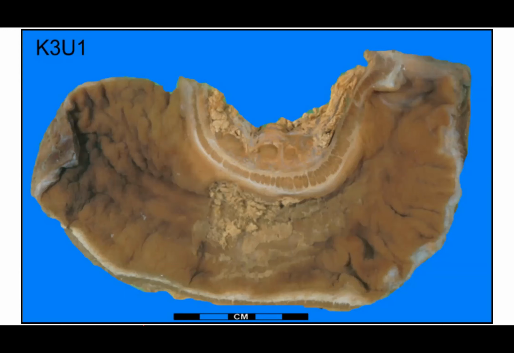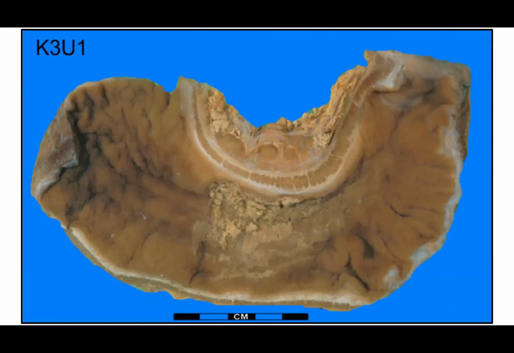There is a common colloquial name for this type of stomach. What is it called? Leather bottle. Leather bottle stomach, correct. Because it looks like a leather bottle which the travelers of the yesteryears used to carry. Okay, so it looks like a leather bottle.